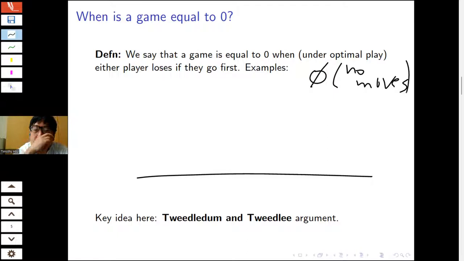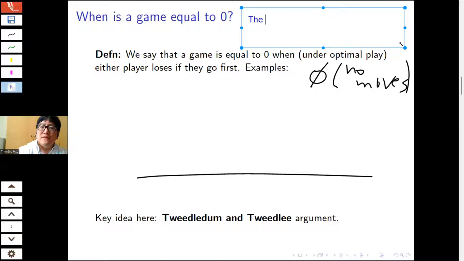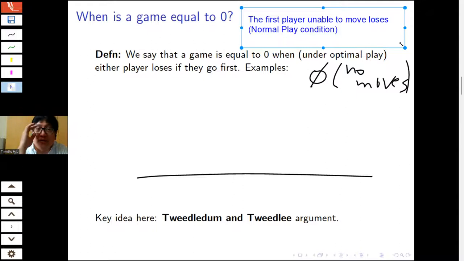And remember the way you lose. This is why I started by saying I'm going to define what losing means, and then everybody's like, well, what does winning mean? I don't want to hear what losing means, that's un-American, I want to know how to win. I know, but mathematically, the thing that's easier to define is that you lose: the first player unable to move loses. This is called the normal play condition. There are other ways to express winning and losing, but this is the standard one.